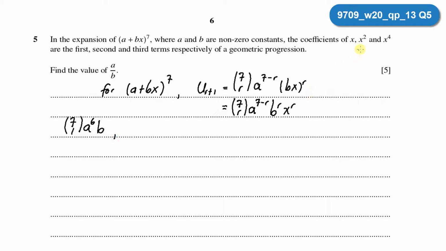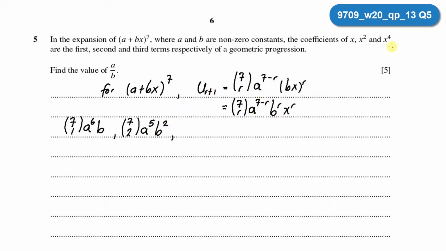Then the second term is the coefficient of x squared, so r is equal to 2. That's 7 choose 2, a to the power of 7 minus 2, which is a to the power of 5, and then b to the power of 2. So that's b squared. That's the second term of the geometric progression.